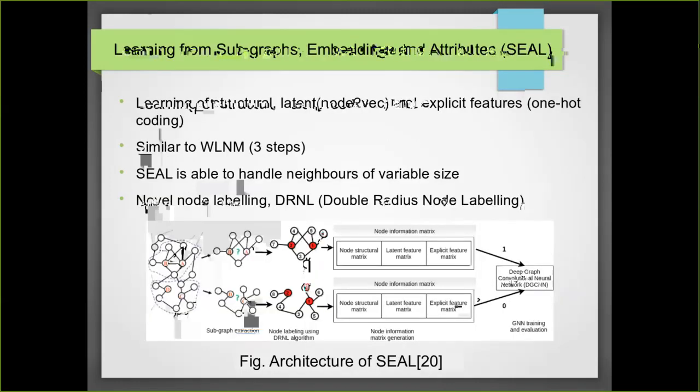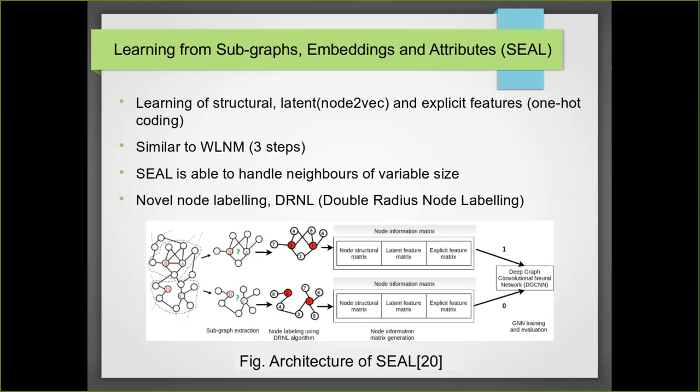In the SEAL algorithm, they can take variable size neighbors. In a graph, a node may have variable size neighbors, so SEAL can handle this variability. And it designs a new node labeling algorithm that is faster than the Weisfeiler-Lehman node labeling algorithm.